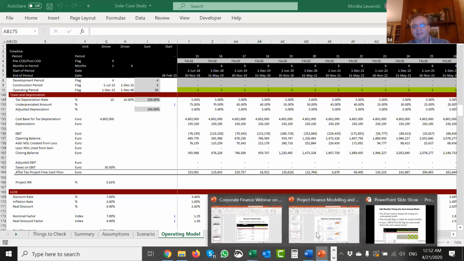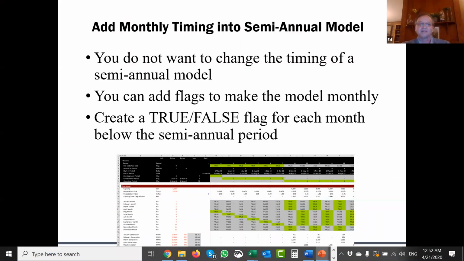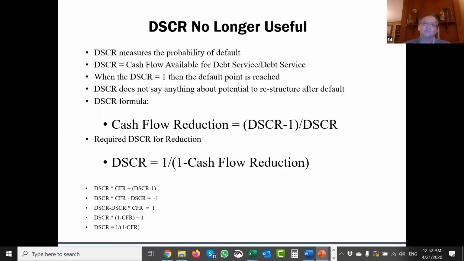Okay, and now let me go back to the PowerPoints just for a minute. Okay, and now let's just go through a couple of ideas. If you're going to use a debt service coverage ratio, cash flow available for debt service divided by debt service, the percentage of cash flow reduction you can have is measured by the DSCR minus 1 divided by the DSCR.